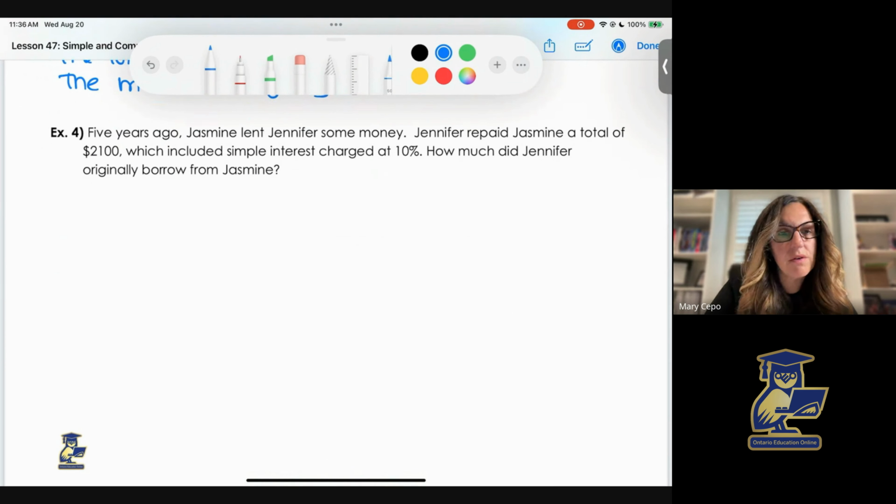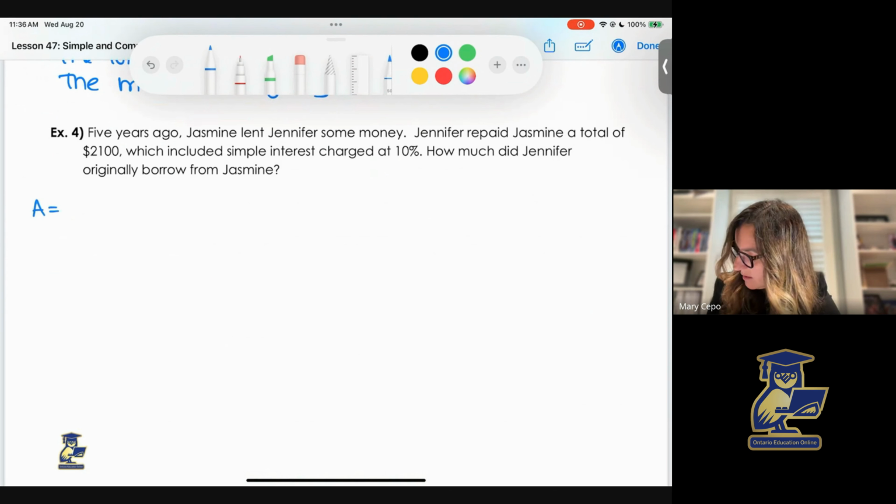Looking at example 4, we have 5 years ago, Jasmine lent Jennifer some money. Jennifer repaid Jasmine a total of $2,100, which included simple interest charged at 10% per year. How much did Jennifer originally borrow from Jasmine? So this time we're not asking for the interest, we are asking for the principal amount. Okay, so we don't know what P is. So we can say A is the final amount, which is $2,100. We don't know the total interest.